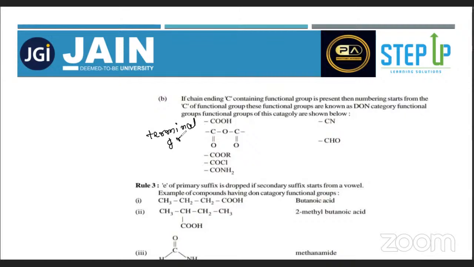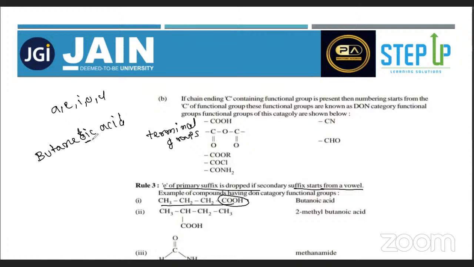Terminal groups. You can see an example, rule number 3: the E of the primary suffix is dropped if the secondary suffix starts with a vowel. Example here, this is 4 carbon, so we'll write it as butane. And because it is ending with the group present here, oic acid, I write it as butanoic acid. Because O is a vowel, A, E, I, O, U, these are vowels, this E will be dropped and the name will be written as butanoic acid.